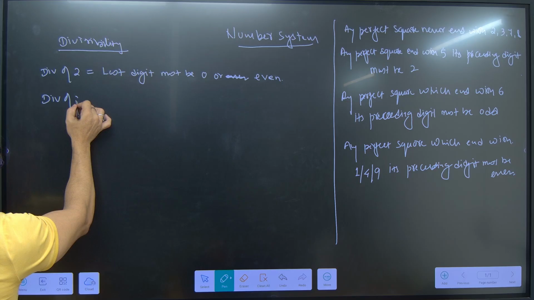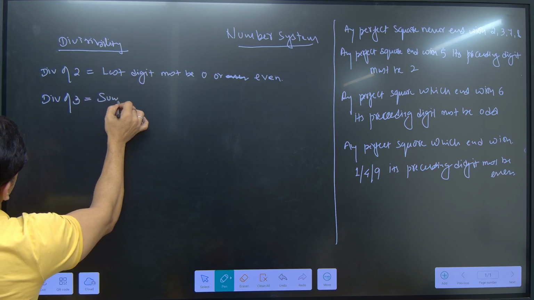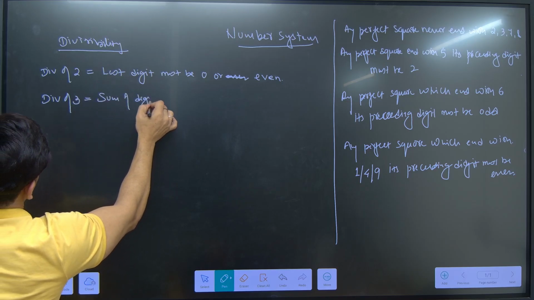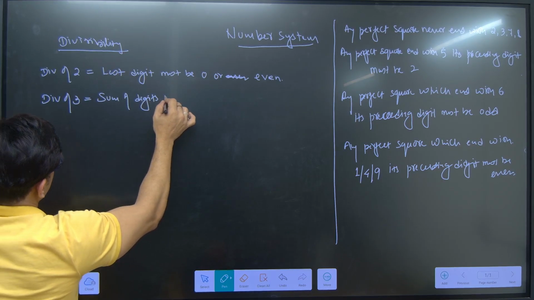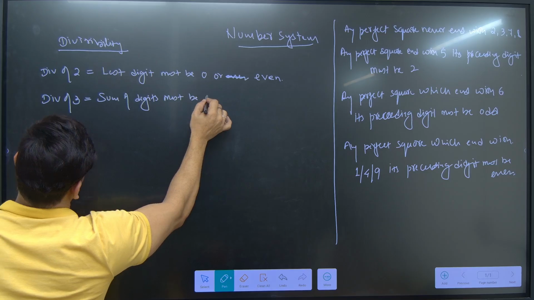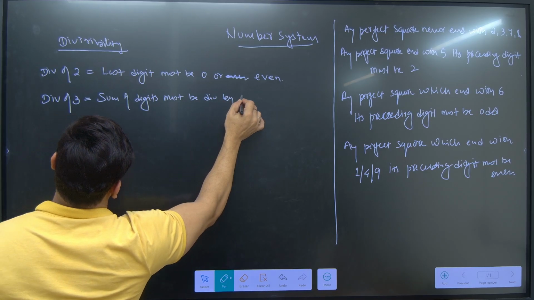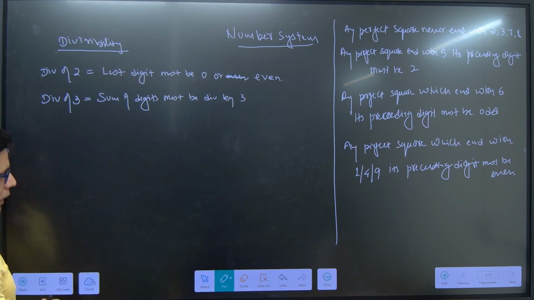Divisibility of 3: sum of digits must be divisible by 3. Example 144. Is 144 divisible by 3? Correct.